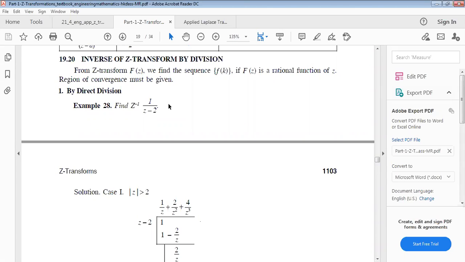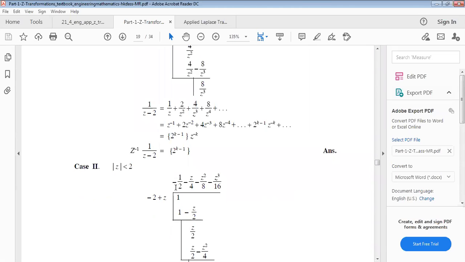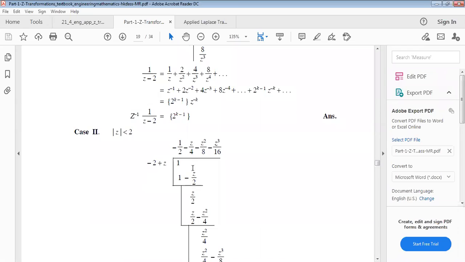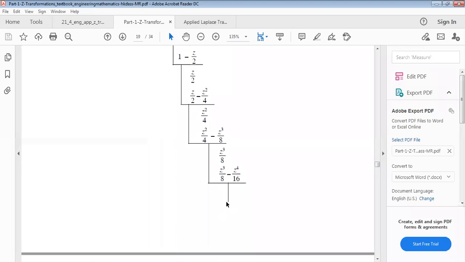By the definition of z transformation, we can write it, we just have to introduce minus 1, because less than 2, then minus 1, minus 2 to the power minus 1, minus minus 2 to the power minus 2, minus 2 to the power minus 2, cube, minus 2 to the power 4. In this way the sequence will be the same division method. We multiply the first one and get this one, then multiply the second one and get this one, and the third one multiplied, we get this, then we get no remainder here.